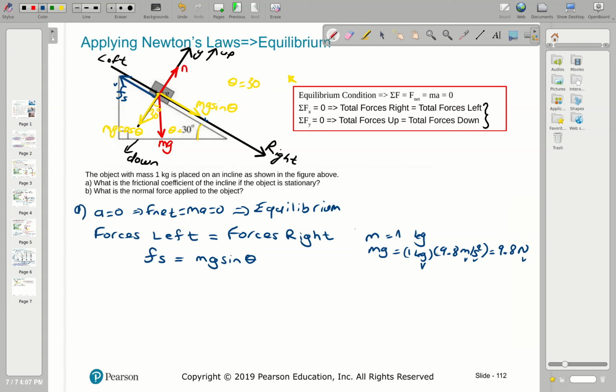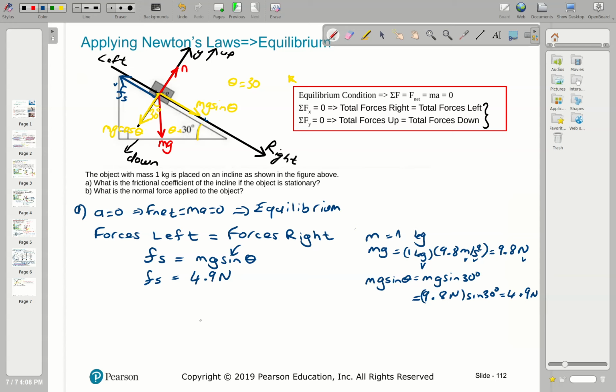Am I done? No, I'm going to find mg sine theta. Mg sine theta will be mg sine 30, since theta is 30. Putting in my numbers, 9.8 Newton is my weight mg, times sine 30. That gives me 4.9 Newton. Now the static friction force Fs is equal to this guy. I found it, it's 4.9 Newton.